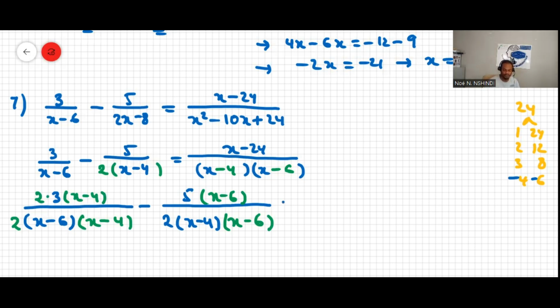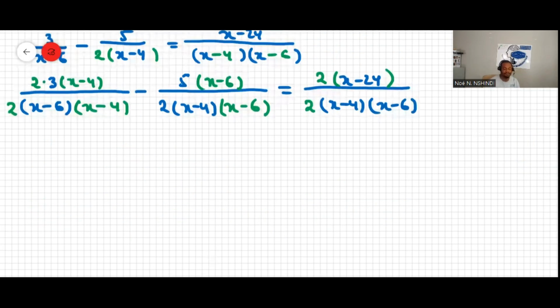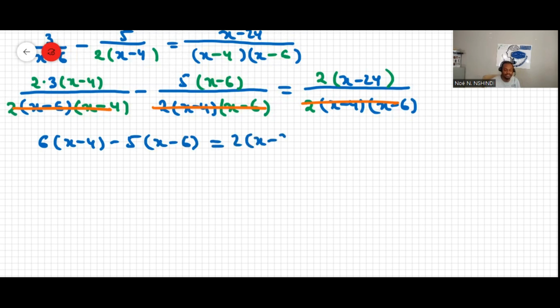And then equal to, there at the denominator, I must put it to 2. And then we have like x minus 4, x minus 6, or under x minus 24. Then I must also times here by 2, okay, to make the fraction same. Then, now that we have in the equation denominator common, we can just cross the denominator and then look at the numerator. That makes 6 times x minus 4 minus 5 times x minus 6 equal to 2x minus 24.